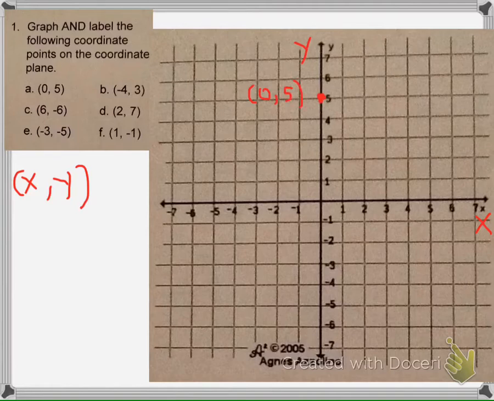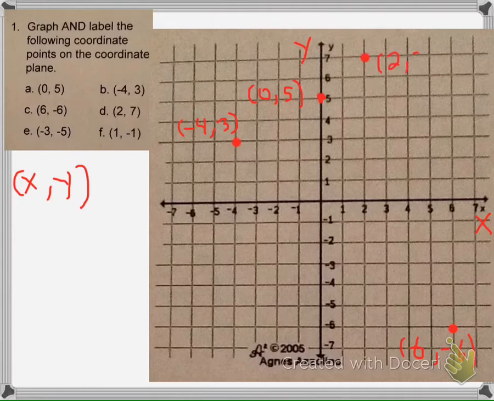Okay, my next one is -4 on the x, +3, up 3. And label it. -4, 3. Okay, my next one is +6 on the x, over 6, and -6, down 6. So here, and label it. 6, -6. Okay, D is 2, 7, so +2, +7.